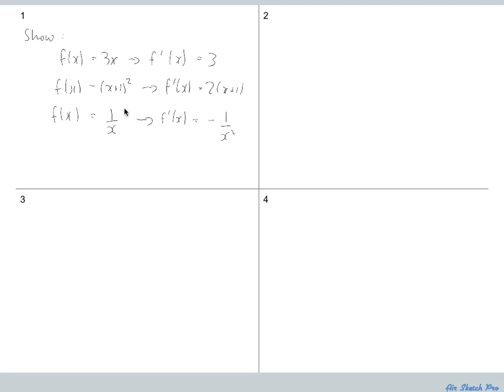Who had a crack at, I don't care if you didn't get there, but who had a crack at the third one? Yeah? A couple of you? Did you get there? You got there, Sam? Good on you. Well done.